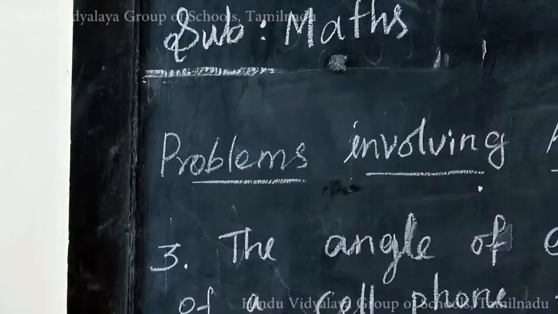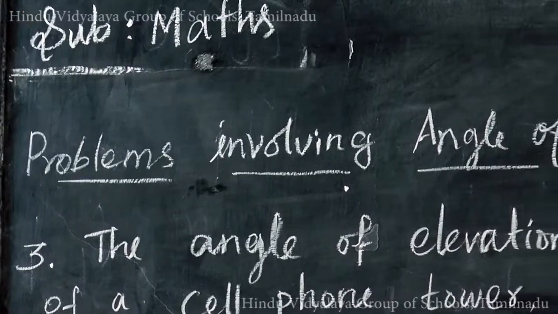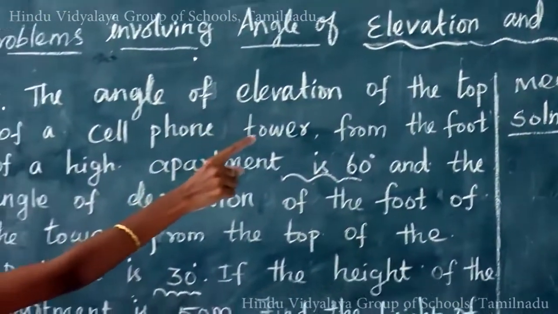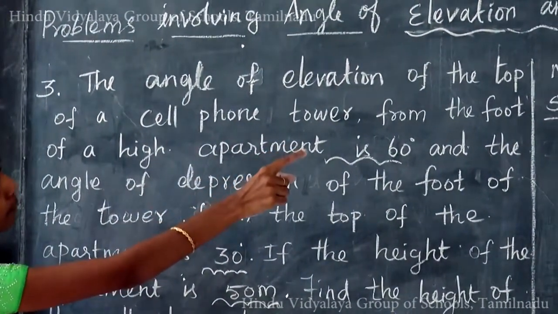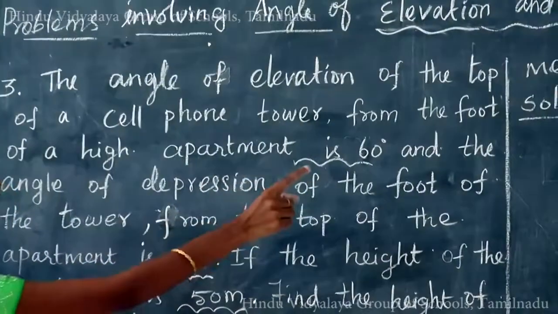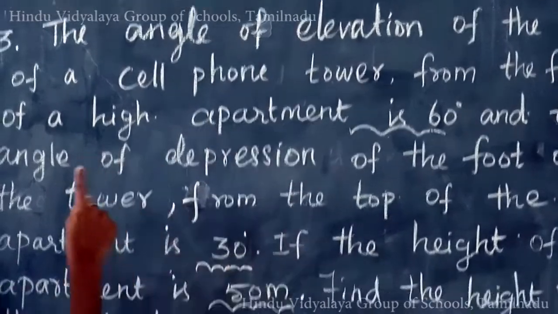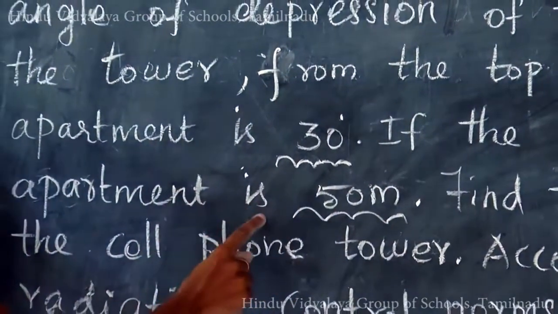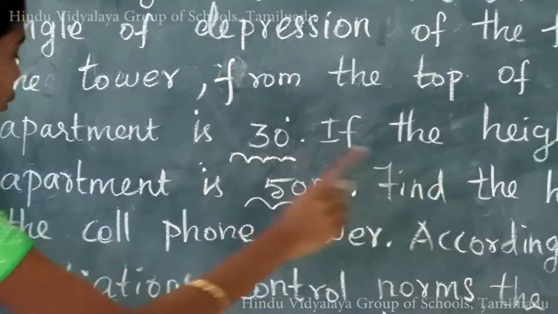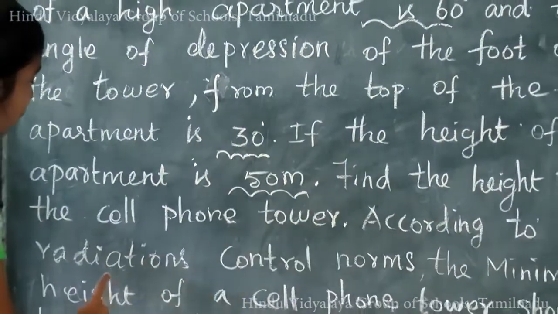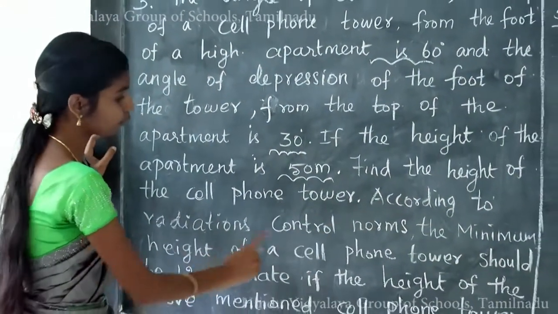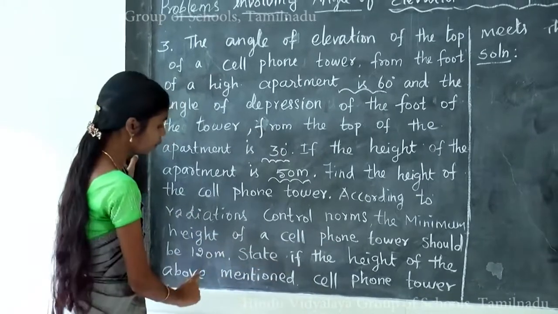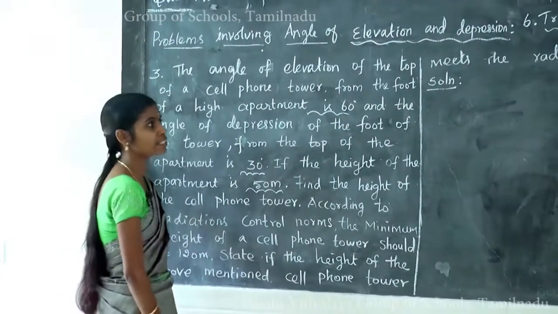Let's see how to solve problems involving angle of elevation and depression. Look at this question. The angle of elevation of the top of a cell phone tower from the foot of a high apartment is 60 degree, and the angle of depression of the foot of the tower from the top of the apartment is 30 degree. If the height of the apartment is 50 meter, find the height of the cell phone tower. According to radiation control norms, the minimum height of a cell phone tower should be 120 meter. State if the height of the above mentioned cell phone tower meets the radiation norms.